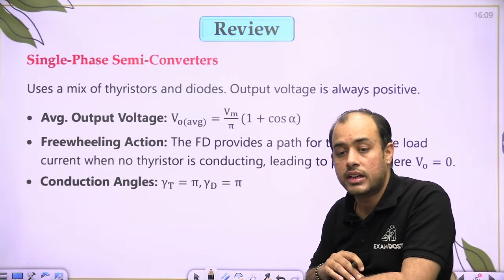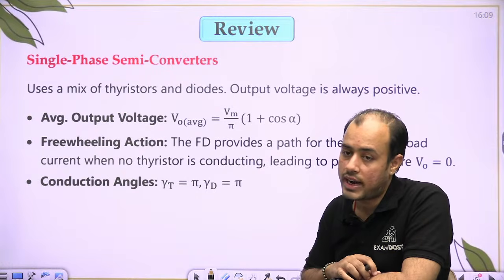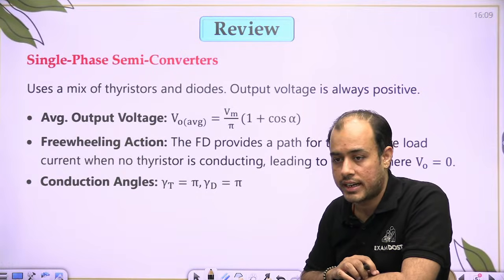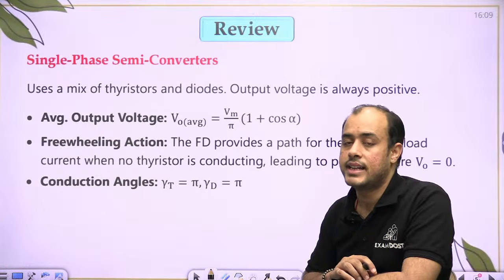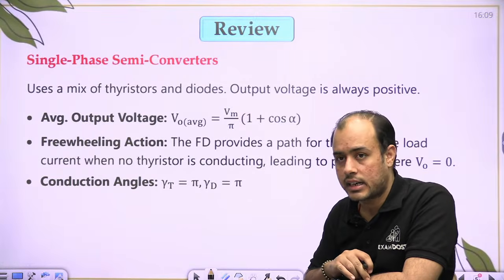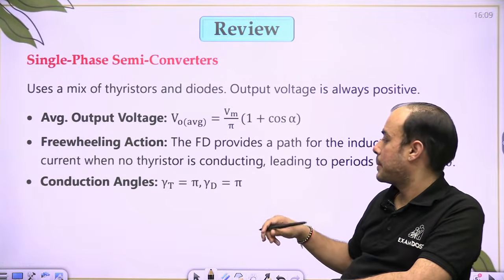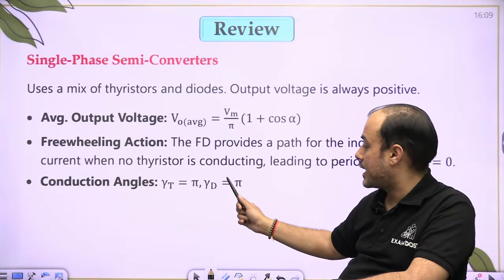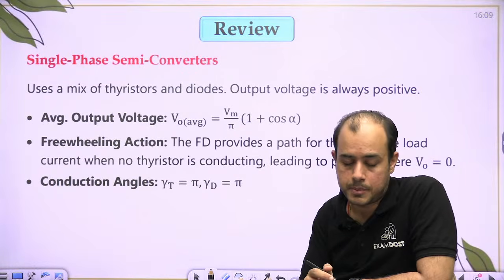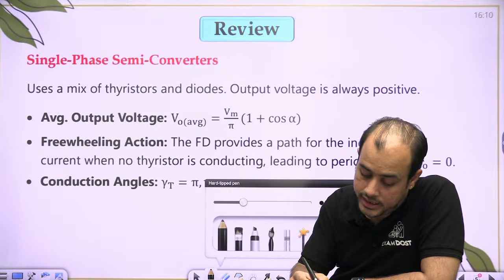So semi-converter has a freewheeling diode which provides the path for the flow of current when V0 is negative for the inductive load. So thyristor conduction angle and the diode conduction angle is pi for the case of symmetrical.